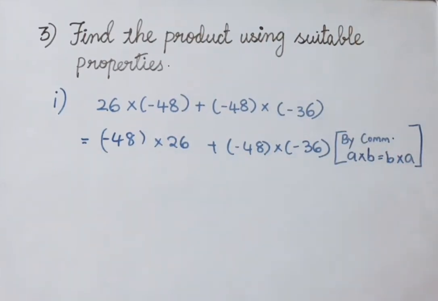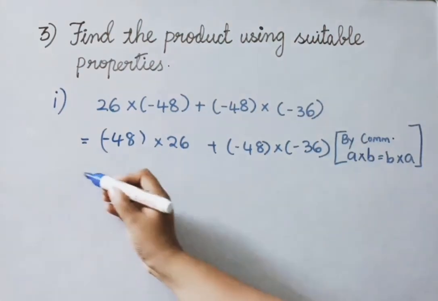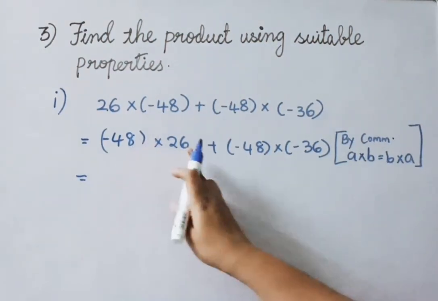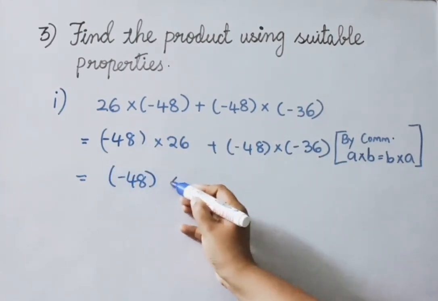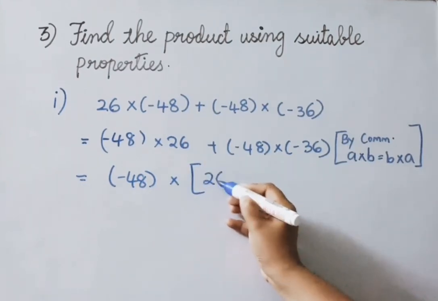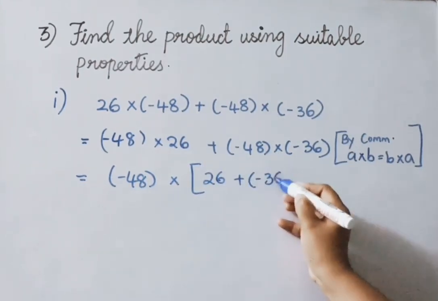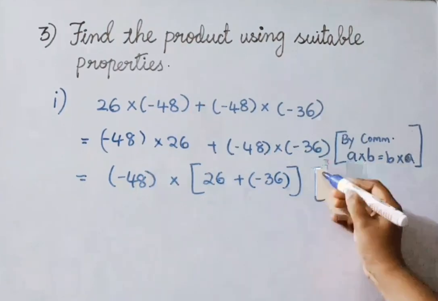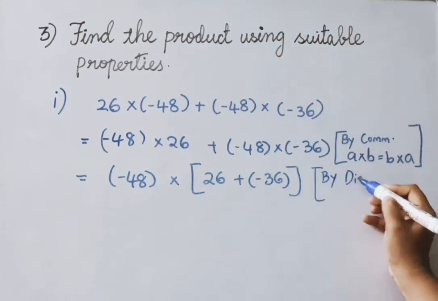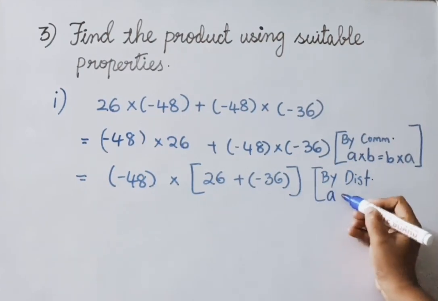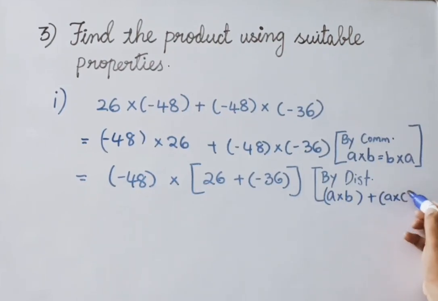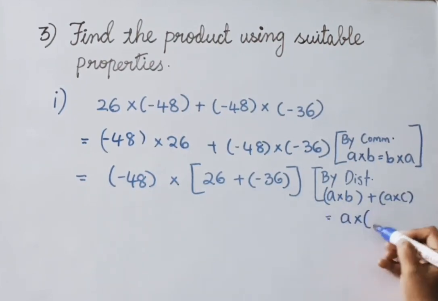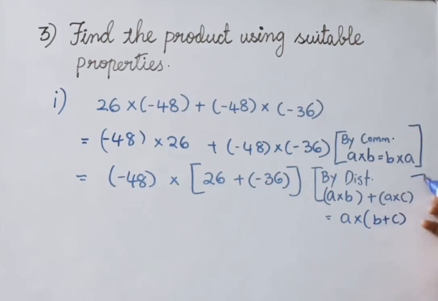Now how is it looking? A into B plus A into C, that is the distributive property. So that equals A into (B plus C). So write down minus 48 into (26 plus of minus 36). Which property did we apply here? By the distributive property, A into B plus A into C equals A into (B plus C).